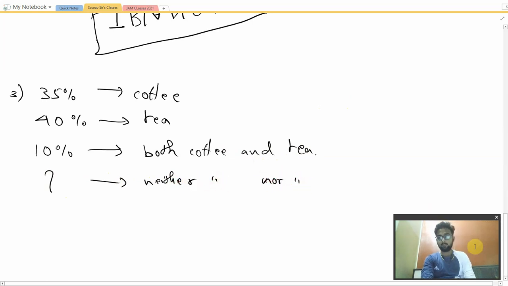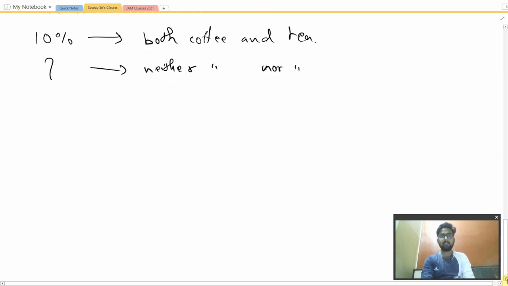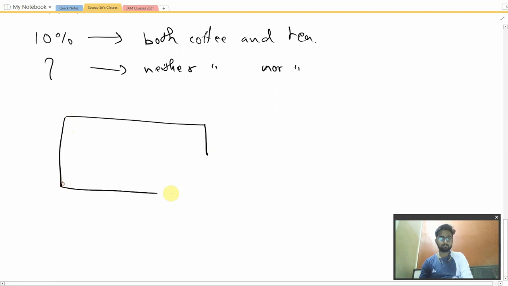So we have to find the percentage for neither coffee nor tea. This is a question of the chapter you already know, Venn diagrams. We have already done this concept in our school level, that is in class 10 and 12. So let us just recapitulate that. Let us draw the Venn diagram. This is the total 100%.